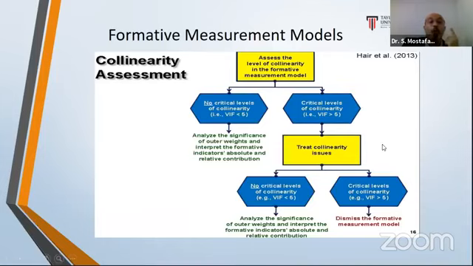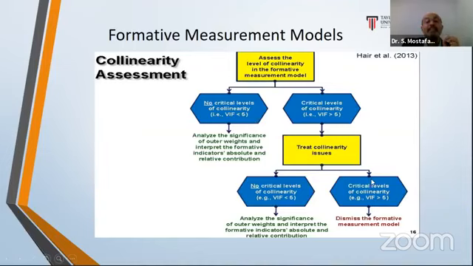The second one is assessment of weight. Here we don't have loading, we have weight. And the weight should be significant, only significant. We don't have any threshold for the weight of a formative construct. We don't say higher than 0.5, 0.7, or lower than. Only the weight should be significant to be acceptable. So we have two main criteria for formative.